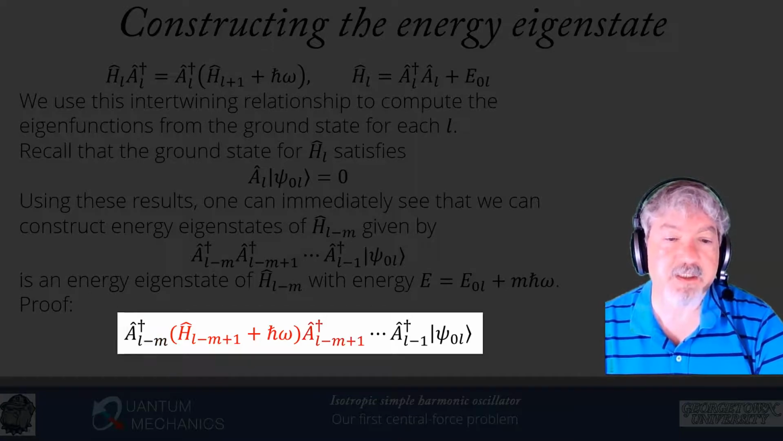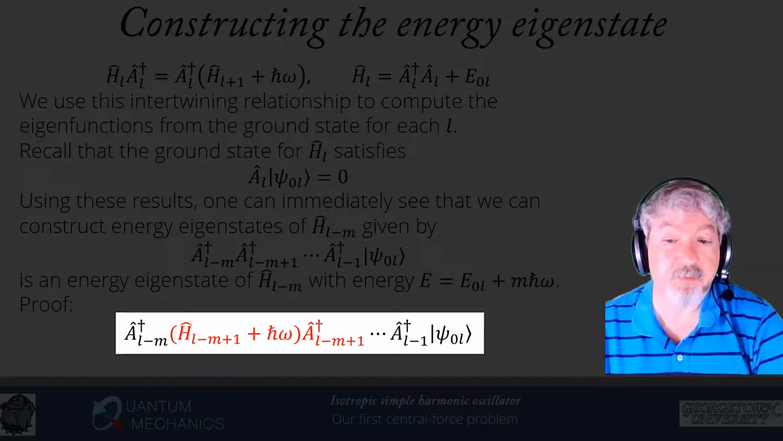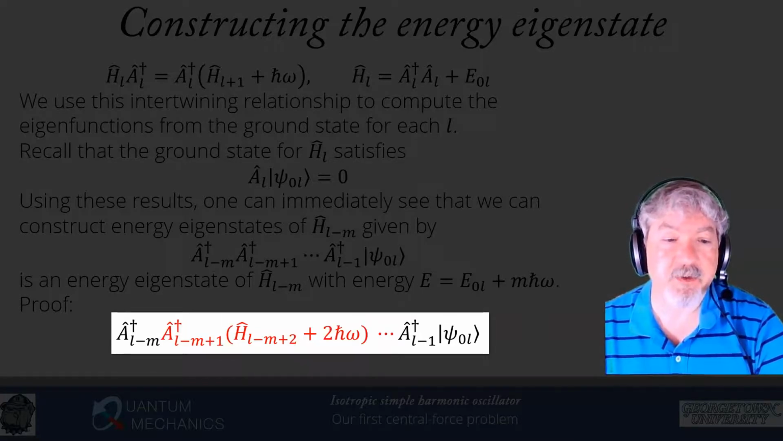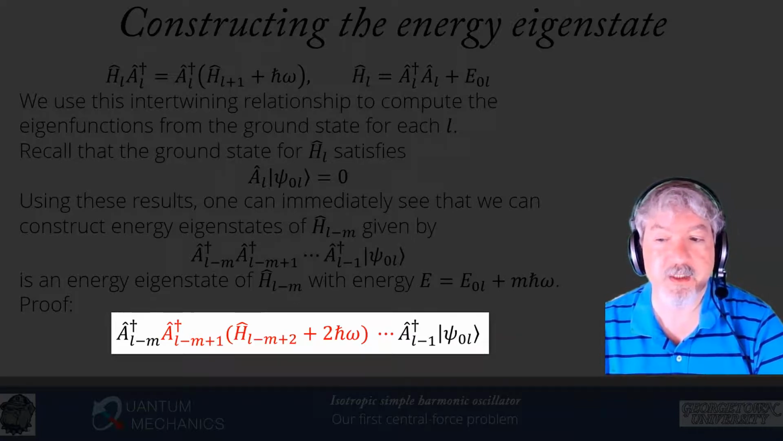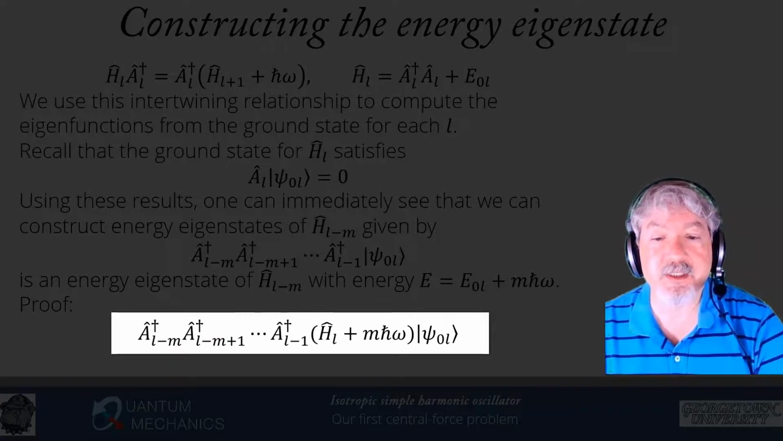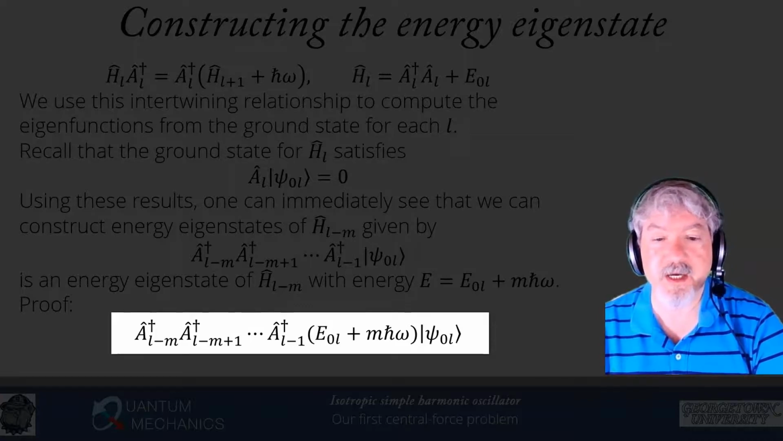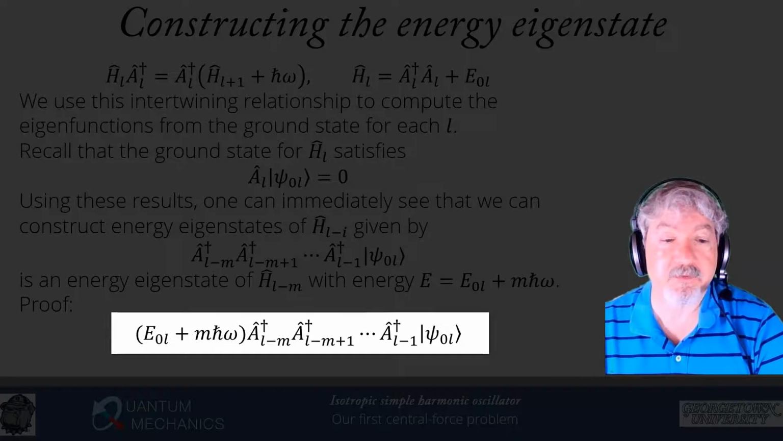Now we recognize that this is primed for another use of the intertwining relationship, so I can move it through and then repeat that. Then I shift the index by another 1 and shift the energy by another H bar omega, and I keep repeating that until I get all the way to the end, where I have an HL plus an M H bar omega. That acts on the state psi 0L, but of course psi 0L is an eigenstate of HL. Its energy is E0L, so I can replace it there. And then that's a number. I can pull that out in the front, and you see we now have an eigenvalue-eigenvector relationship.